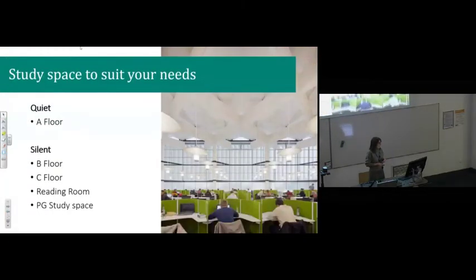We also have different spaces to suit your needs. If you walk into the library on A floor, that's a little noisier as you walk in, but go to the back of A floor and it's fairly quiet to work. But if you're looking for silent study spaces, go up to B and C floor. You can usually work in silence in those spaces. In the reading room, if you haven't been in there, go in there, it's amazing. You can actually hear a pin drop in there. And the PG study space, I'll mention a little bit more in a moment.